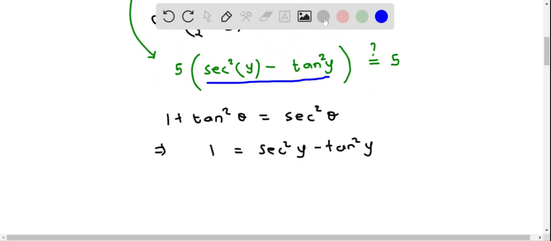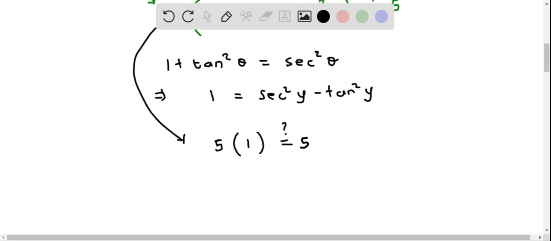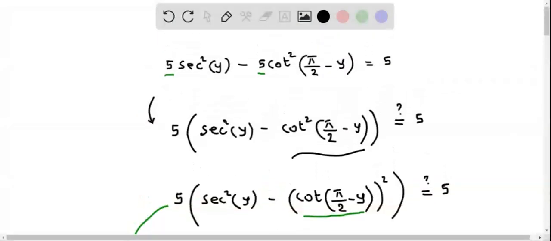And so therefore, after this step, we are going to write 5 times, replacing that expression by 1 according to the Pythagorean identity. And this we check equals 5. 5 times 1 equals 5. So finally, we are ending up with the result 5 equal to 5. And this is true. And this means the given expression is an identity.